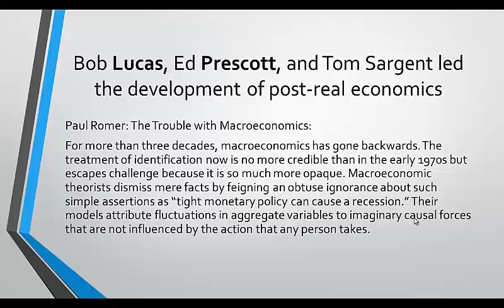So he says that the treatment of identification, basically the attack on conventional Keynesian econometrics, was made by saying that the identification assumptions made to estimate simultaneous equation models are wrong. So he says that, well, they came up with some ideas, but there has been no progress in the identification problem over the 30 years. So the new macro did not solve the problem for which they attacked Keynesian. And in addition, macroeconomic theorists dismiss facts.